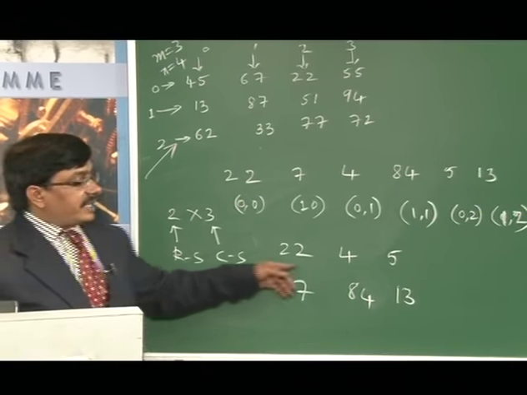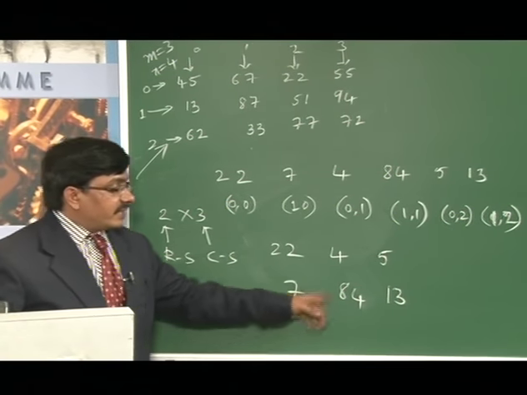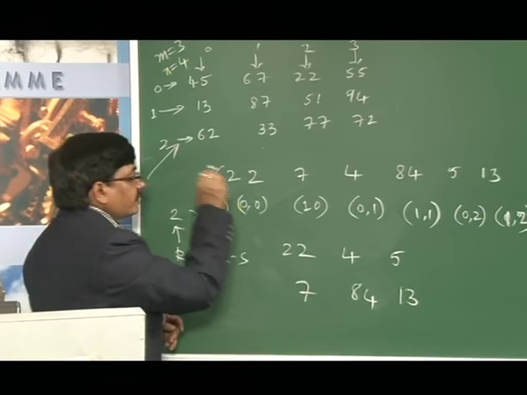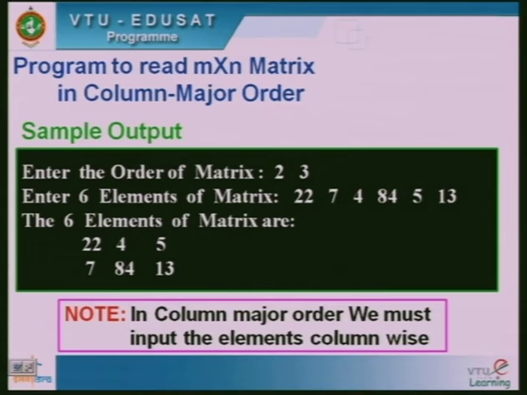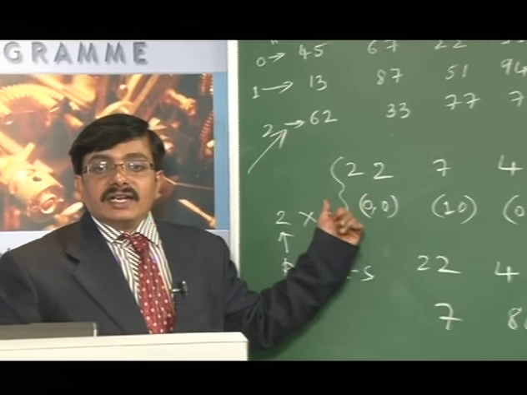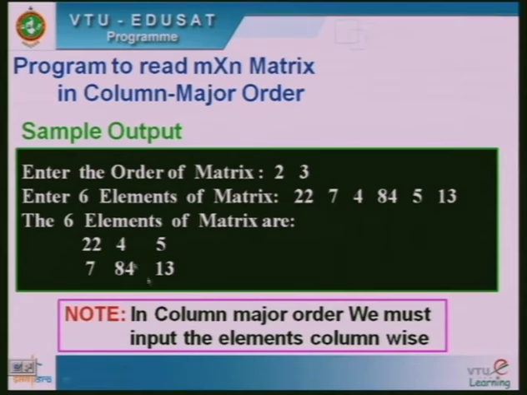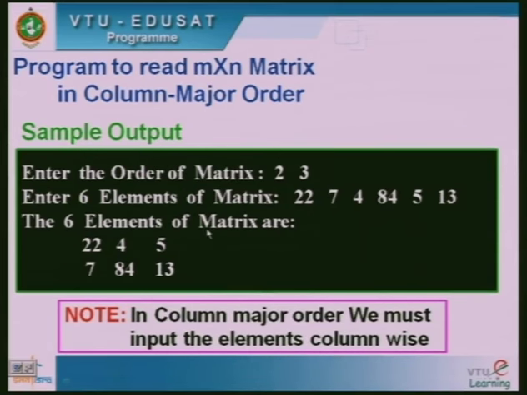So while printing I print in the normal way: 22, 4, 5, 7, 84, 13. But while reading I should make the modifications. While entering the data also, I should see to it that I enter the data column wise only. So we have to make a note here: in column major order we must input the elements column wise. This is mandatory when you are using column major order.